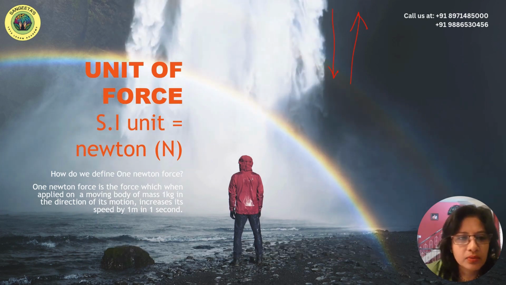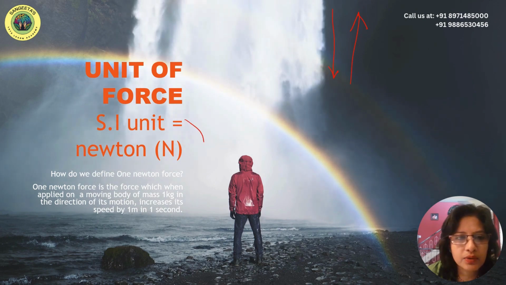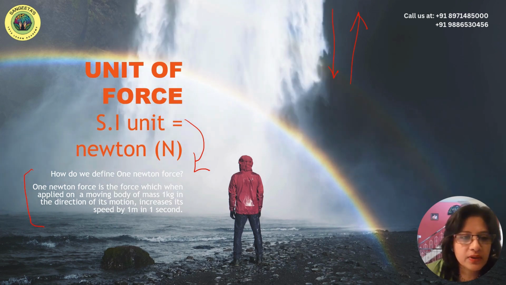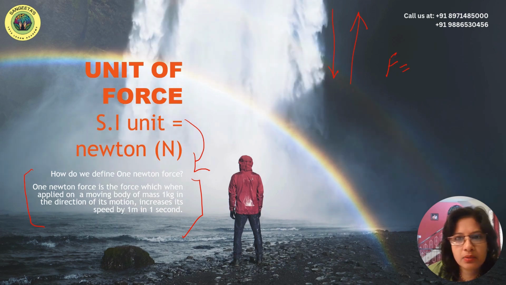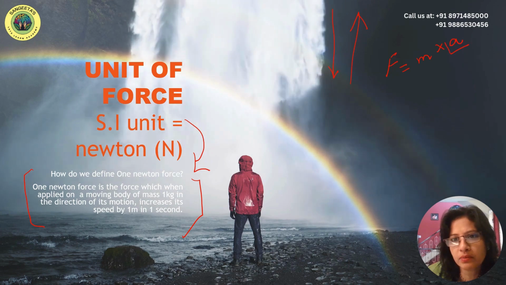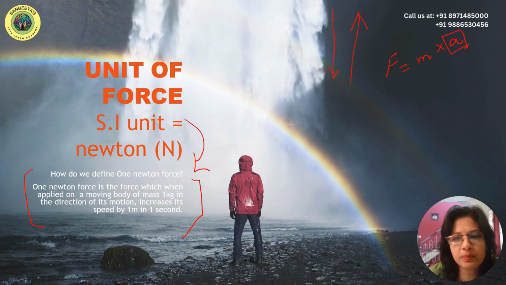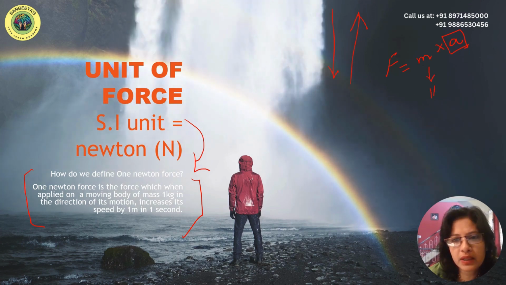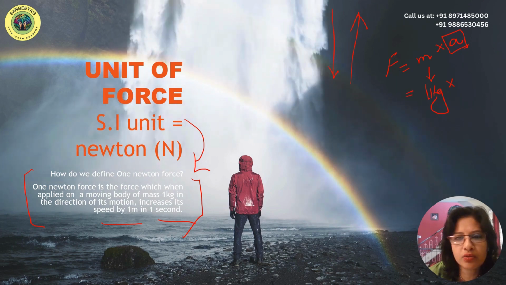In physics, what do we define force as? Force is actually measured in a unit which is called Newton. And how do we define 1 Newton of force? So we should know that force is equal to mass into acceleration. Acceleration, you won't know the meaning of it now. It means how much its speed is increasing, 1 meter in 1 second. So the unit of force is when 1 kg of mass is increasing its speed 1 meter in 1 second. That is known as 1 Newton of force.